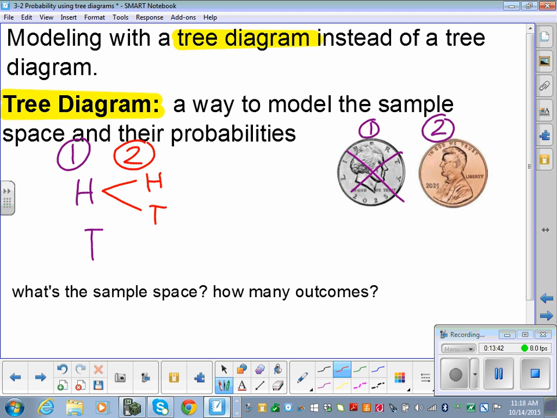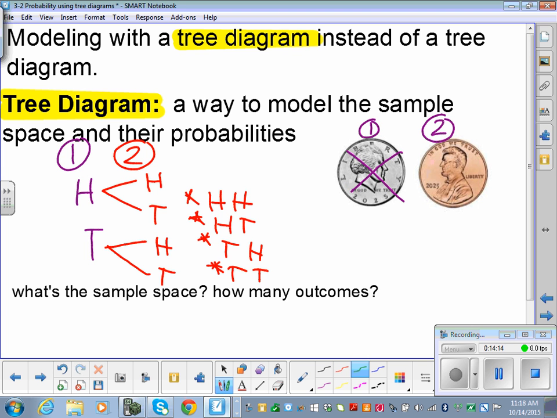Now, if I would have flipped a tails on my first event, when I flip my second coin, I'm still either going to get a heads or a tails. So now I've listed all the possible outcomes. I have a heads, a heads, tails, and a tails. So we had 1, 2, 3, 4 possible outcomes, right? Now the cool thing with the tree diagram is you can just count the very ends of the branches. So I had 1, 2, 3, 4. 4 total possible outcomes. Does that make sense?